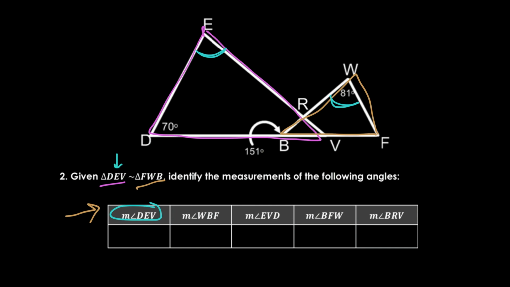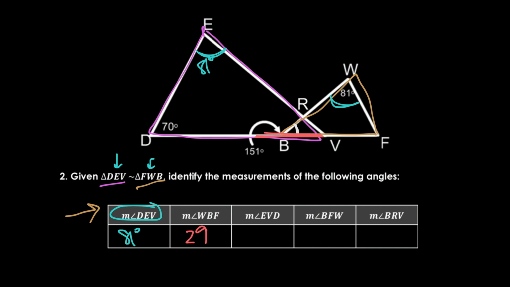E is my middle letter, W is my middle letter. So I know that if angle W is 81, then angle E must be 81 degrees as well. Angle WBF is right here, and I can find that one because I know that these two angles right here are supplementary, they form a line. So all I have to do is 180 minus 151, and I get 29 for angle WBF.